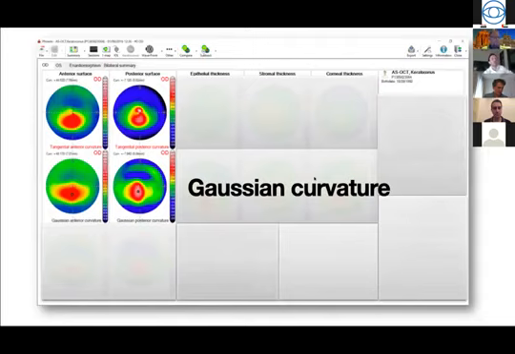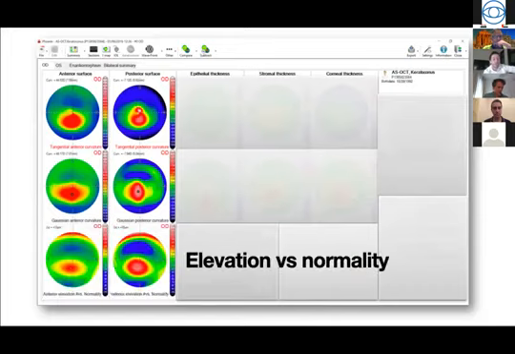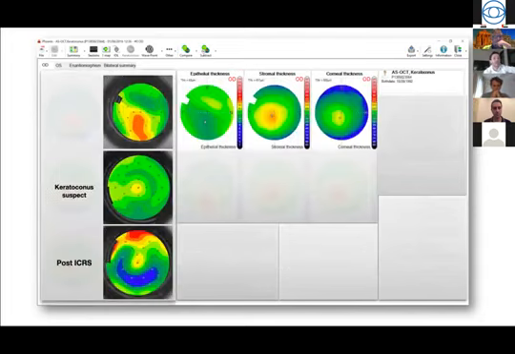So here in the Gaussian curvature maps, you can see how nice it is identifying the posterior curvature and the exact location that is different than what was identified by the tangential posterior maps. So this is extremely useful to locate the exact place of the ectasia, the use of these maps. We also use elevation maps versus normality. And we have with the MS-39 the possibility of evaluating the epithelial thickness, the total corneal thickness, and only the stromal thickness without the epithelium.